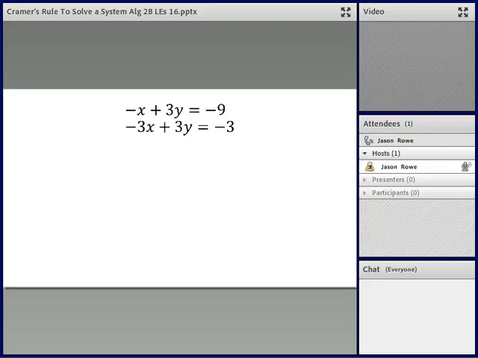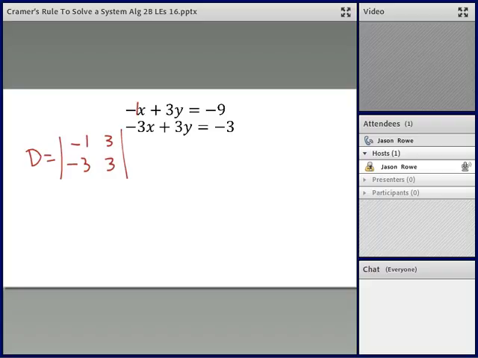So let's take a look at our first example. We've got negative x plus 3y equals negative 9. We've got negative 3x plus 3y equals negative 3. And just in case you don't see it, there's a 1 right there, so that's going to be A1 in our problem. So we're going to go ahead and set up our three matrices and find the determinants. So D, the coefficient matrix: we've got negative 1, negative 3, 3, and 3.